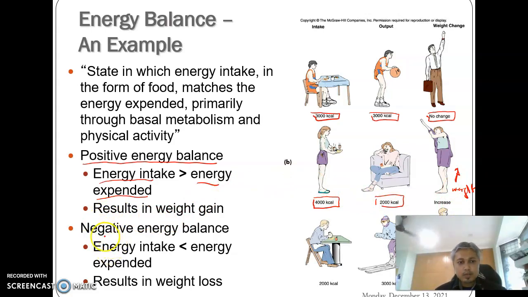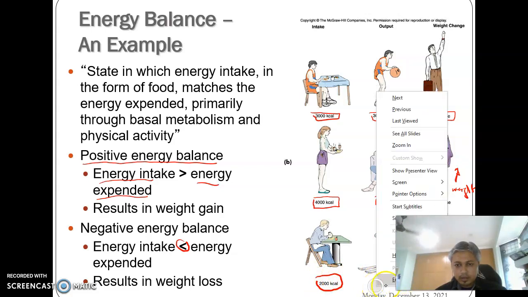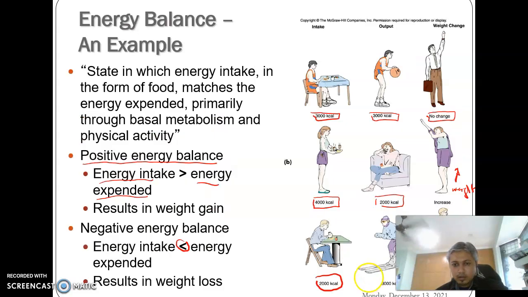The last situation, which we call a negative energy balance, is where energy intake is less than energy expended. This will result in weight loss. For instance, if someone is taking 200 kilocalorie, and then the activities that have been done consume about 3000 kilocalorie, so there will be a decrease in weight because more activities have been done as compared to the energy that has been consumed, or the intake energy.